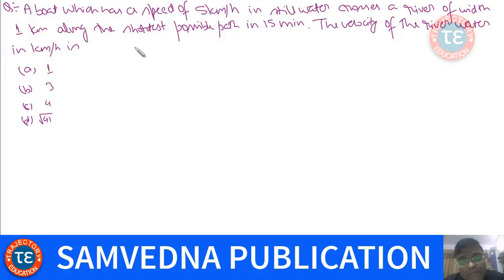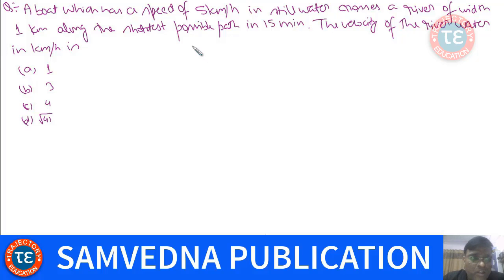Question. A boat which has a speed of 5 km per hour in still water crosses a river of width 1 km along the shortest path in 15 minutes. The velocity of river water in km per hour is.